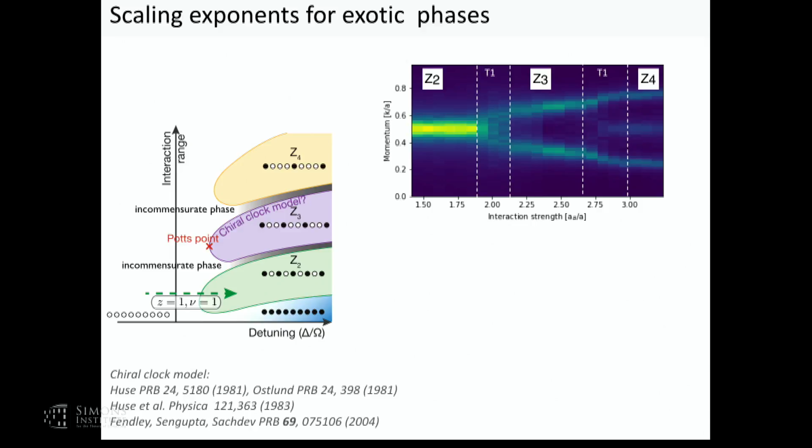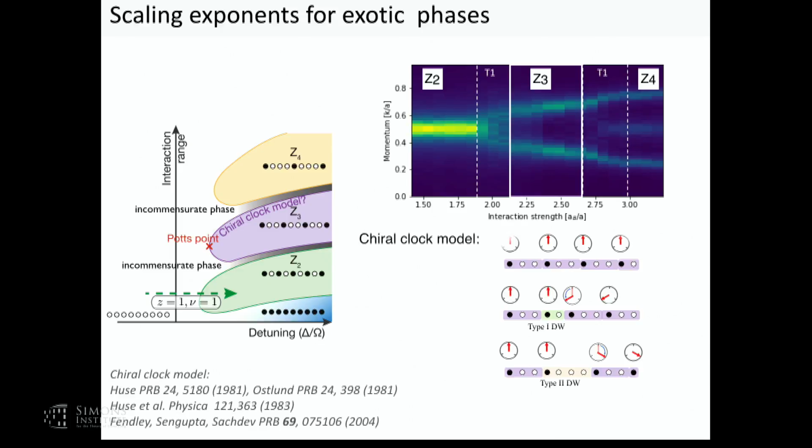One of these interesting domains corresponds to the so-called chiral clock model, which is another paradigmatic model of condensed matter physics, which was the PhD thesis of David Huse, and was studied for many, many years. This is associated with the transition to the Z3 phase. The intuition here is the following. In the Z3 ordered state, every third site is occupied. In a clock, it corresponds to an arrow pointing up. But then you can have two types of domain walls. You can either have a domain wall where one of these atoms is shifted to the left, so it's like a clock going one direction, or it can be shifted to the right, which is like the clock going in the other direction.